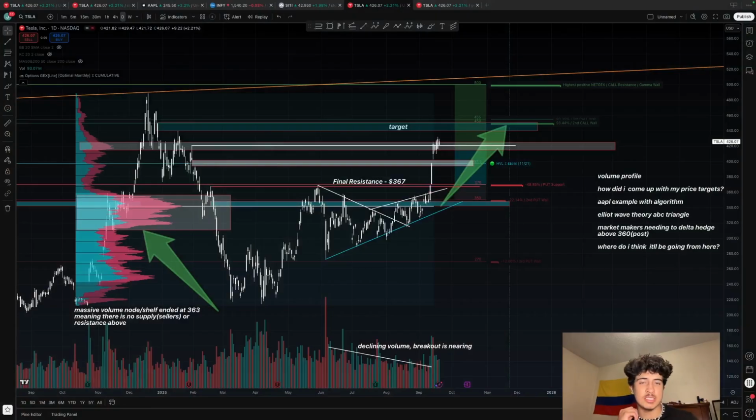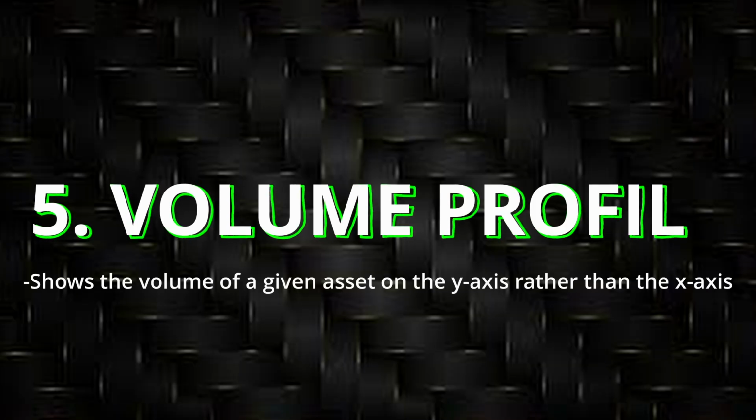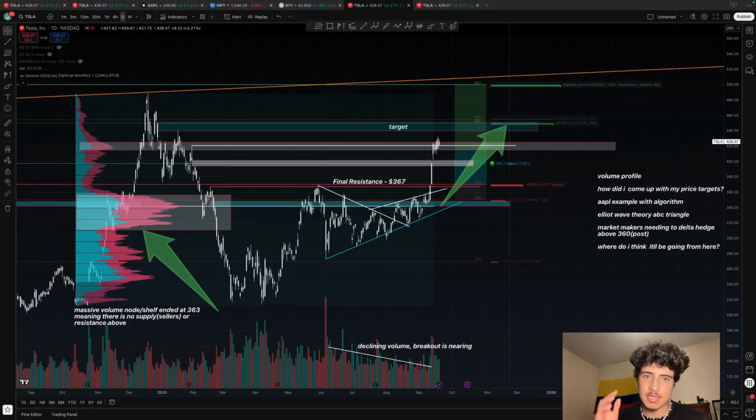So we're just going to get back into the charts, and we're going to start off with the volume profile. So what is the volume profile? This is representing volume on the y-axis as opposed to the x-axis. So if you look at the volume down here, this is representing volume on any given candle. These are the daily candles, and you can see how much volume is being traded in this candle right here. So on this day, 292.82 million shares were traded.